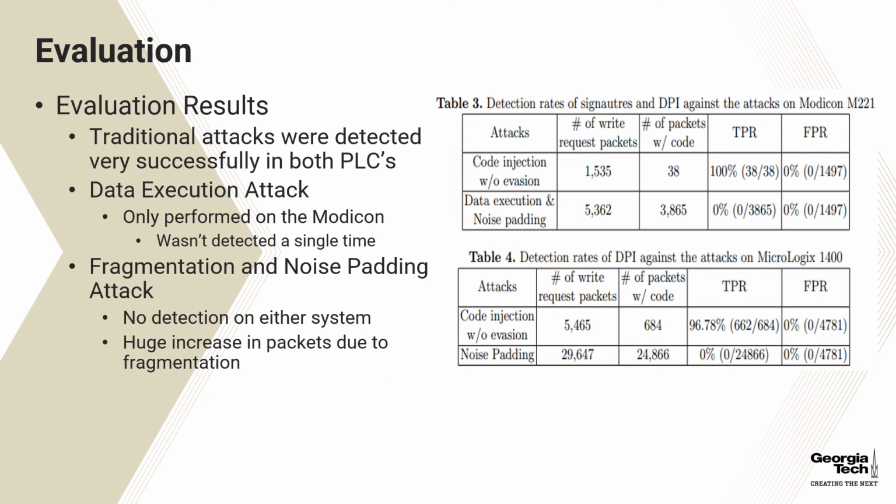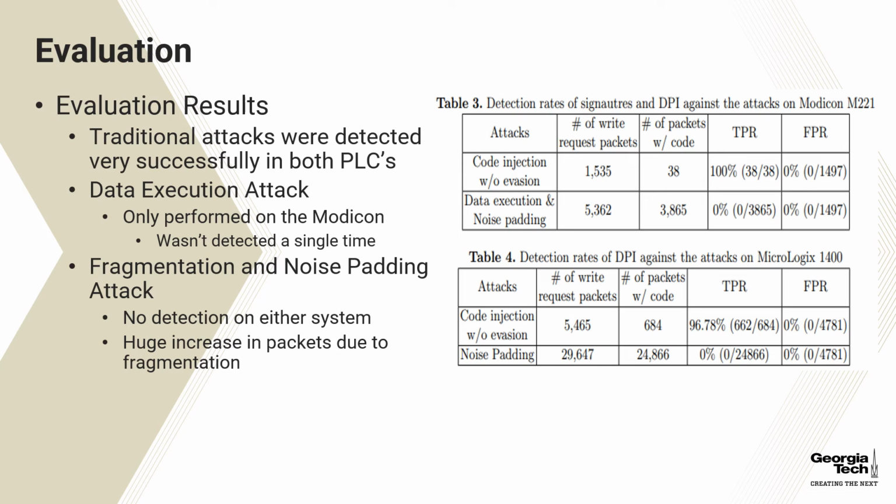These evaluation results can be seen in the table to the right. The packets of the traditional attack targeting the Modicon are detected on both signatures and DPI with a 100% true positive rate and a 0% false positive rate, whereas with the MicroLogix, the traditional attack is detected on DPI with a 96.78% detection rate and 0% false alarms. This illustrates that network intrusion detection systems are working quite well against traditional non-evading attacks.